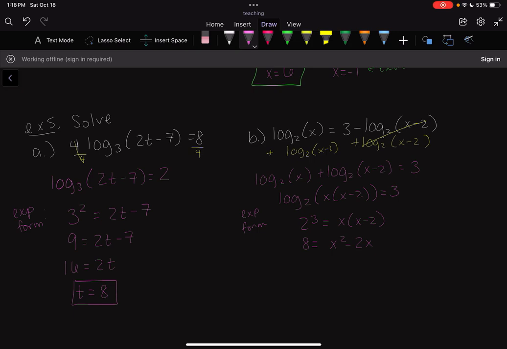Anytime you see an x squared, you probably want to try to factor. So I'm going to move everything to one side. This does indeed factor into x minus 4, x plus 2. So my answers here are x equals 4 and x equals negative 2. But I can't plug in negative 2 because it's going to give me errors. So that is an extraneous answer. Only x equals 4 is the good one.